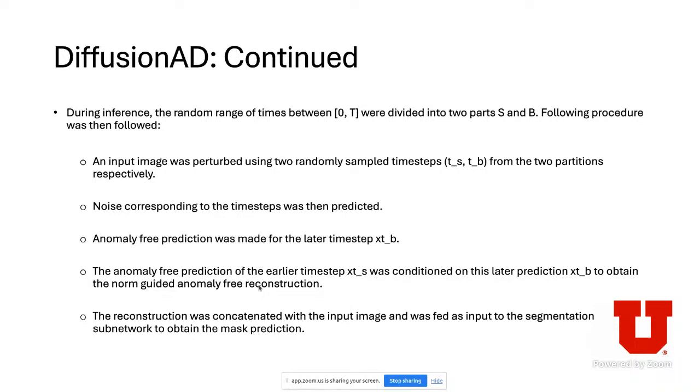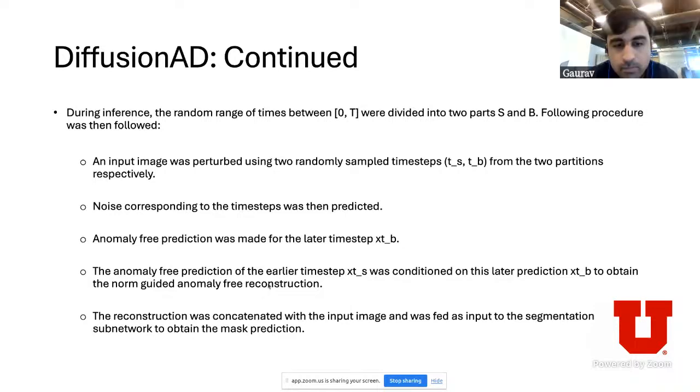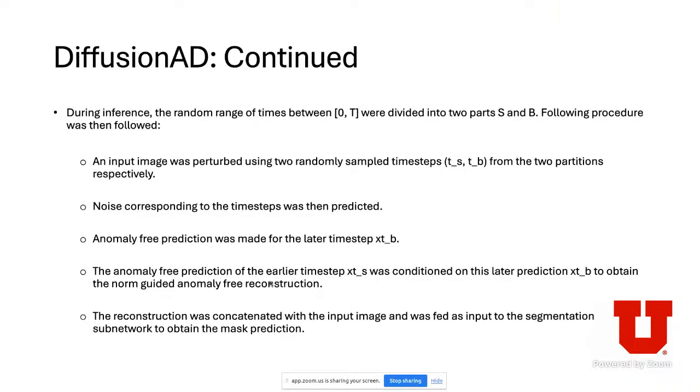So you got noise, you got two time steps, right? And this is inference, right? We kind of infer what the image will be at the first time step and second time step. But why does it say anomaly free prediction was made for the later time step TB? The later time step should correspond to the more noisy one, right?